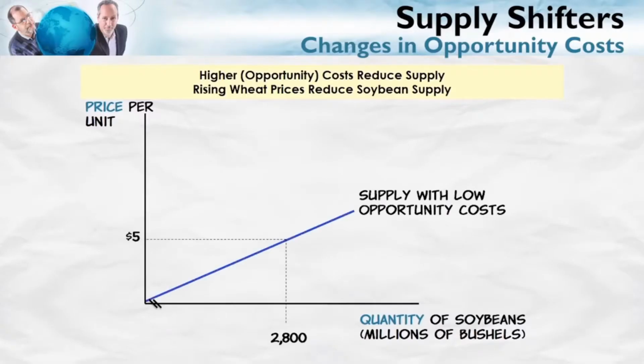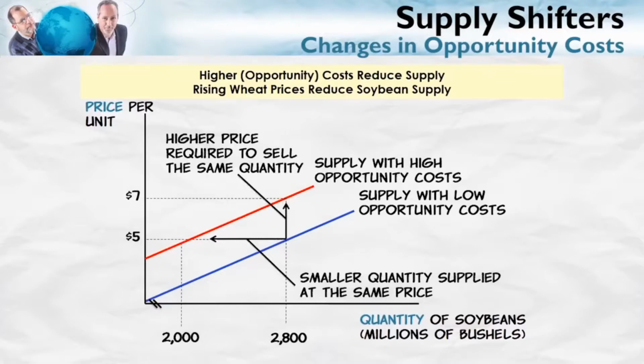Here's our initial supply curve for soybeans, and we'll label this low opportunity cost. That means that the price of wheat is low. There's not much else useful to do with this land other than to grow soybeans. However, when the price of wheat goes up, then the opportunity cost of growing soybeans has gone up. When the price of wheat was low, the cost of growing soybeans was low, because what else were you going to do with the land?